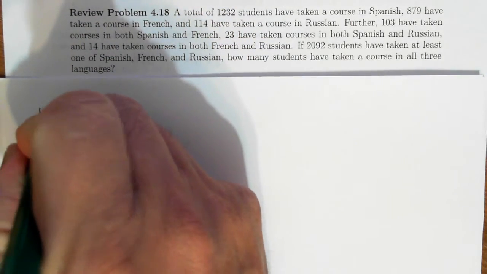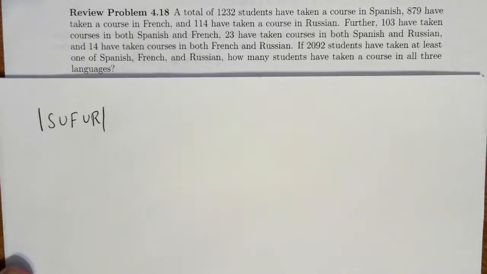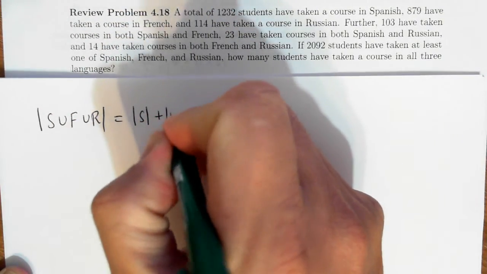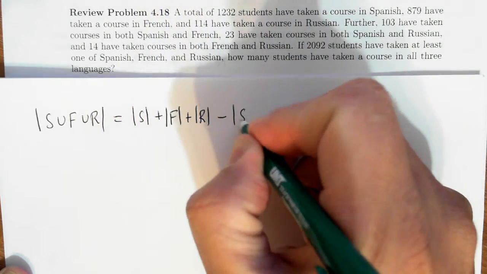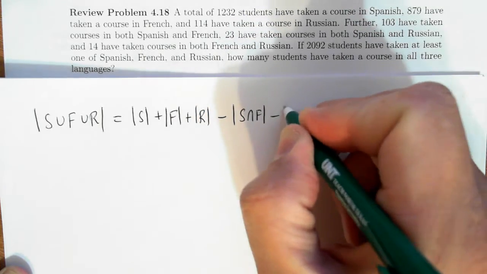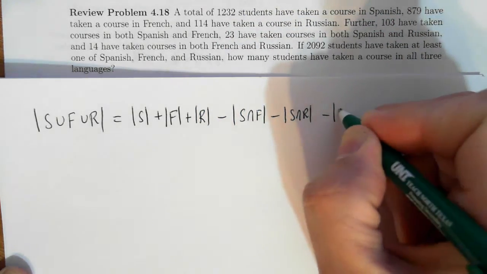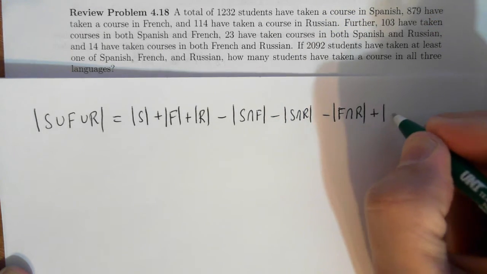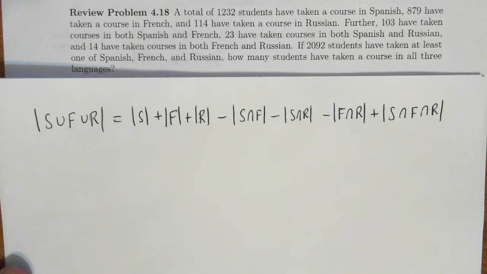And the magnitude of Spanish union French union Russian. So the magnitude of the set will be equal to the magnitude of S plus the cardinality of F plus the cardinality of R, minus the cardinality of S intersect F, minus the cardinality of S intersect R, minus the cardinality of F intersect R, then plus the cardinality of S intersect F intersect R. So this is the rule that we will need to use.